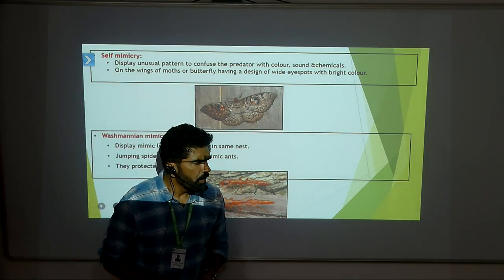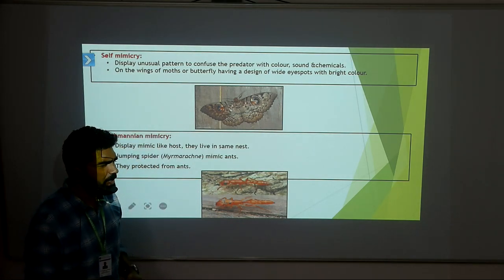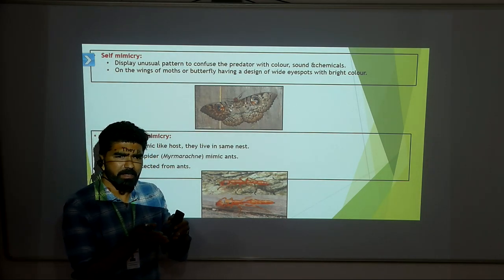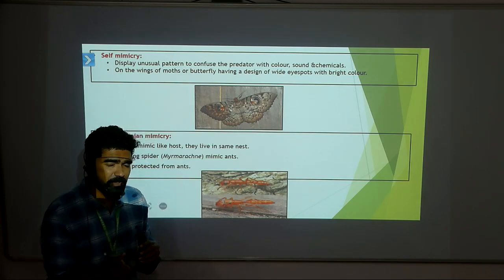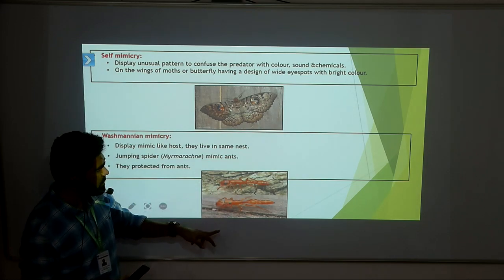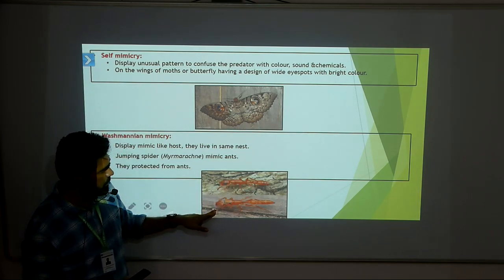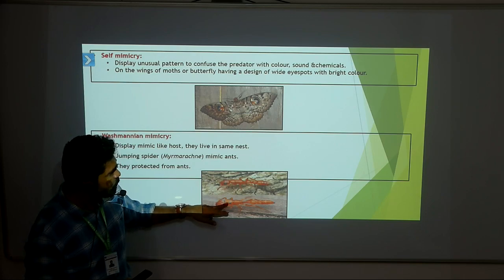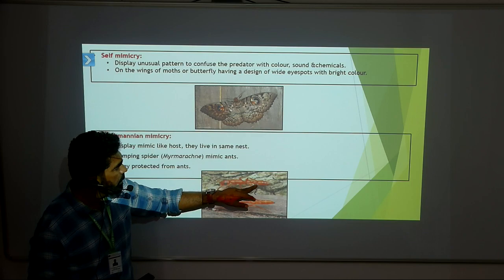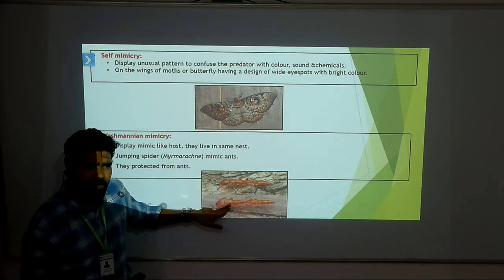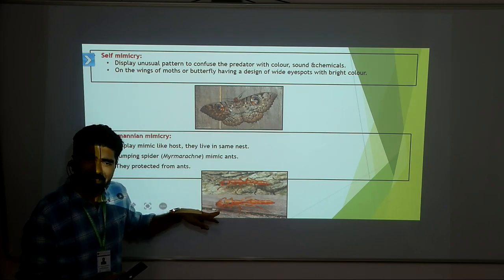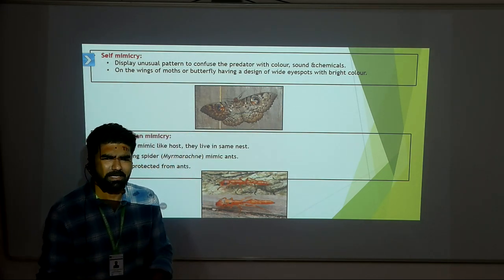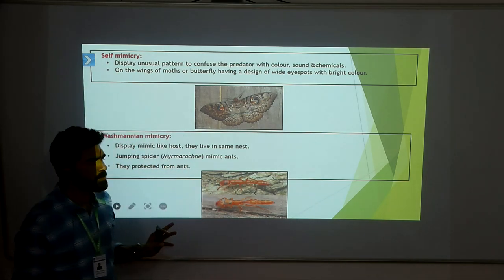Then next one is Wasmannian mimicry. In this Wasmannian mimicry, what happens? The other species of the organism mimics the host. So here I just want to explain one thing. Here is one ant, and this picture is nothing but a spider. But when you see the spider, it looks just like the ant. So that the spider can get its prey easily. Okay, so they mimic the host, or they live in the same nest. So this is a jumping spider mimicking the ant.